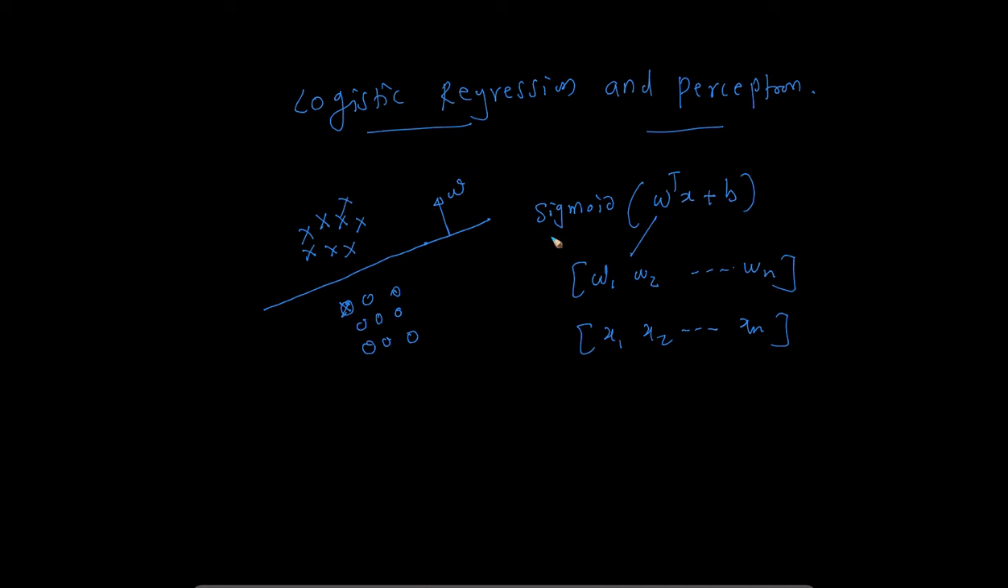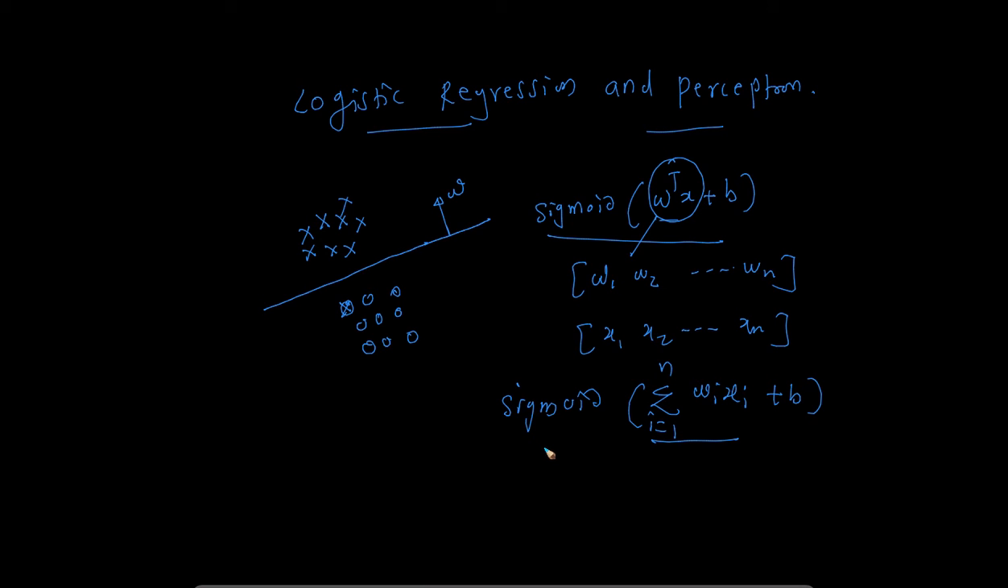Now I can write the same equation like this: sigmoid, and this term W transpose X I can write like this. This is basically summing the product of weights and these Xs, Wi Xi plus B. I just wrote this term like this. So that is how we can write the equation of a logistic regression.